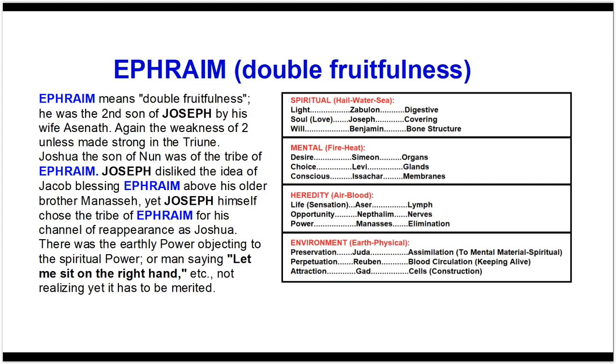Ephraim means double fruitfulness. He was the second son of Joseph by his wife Asenath. Again, the weakness of 2 and less made strong in the triune. Joshua the son of Nun was of the tribe of Ephraim. Joseph disliked the idea of Jacob blessing Ephraim above his older brother Manasseh, yet Joseph himself chose the tribe of Ephraim for his channel of reappearance, as Joshua. There was the earthly power objecting to the spiritual power, or man saying, "Let me sit on the right hand," etc., not realizing yet it has to be merited.